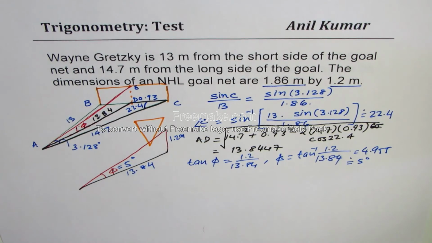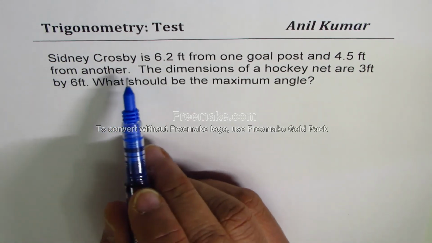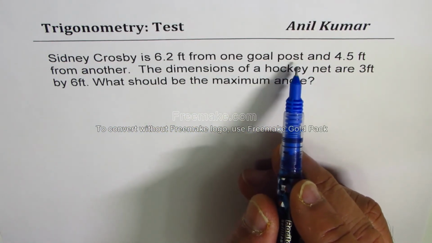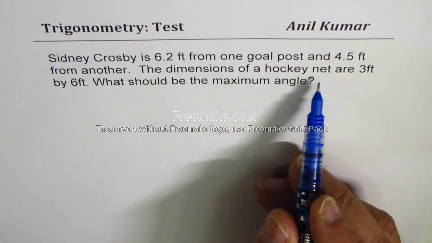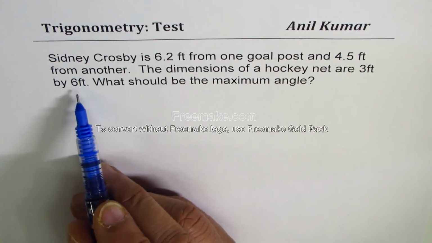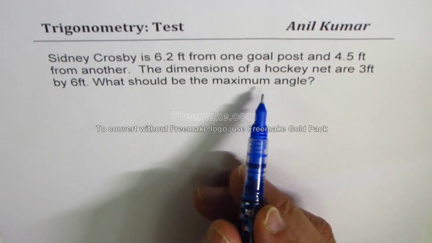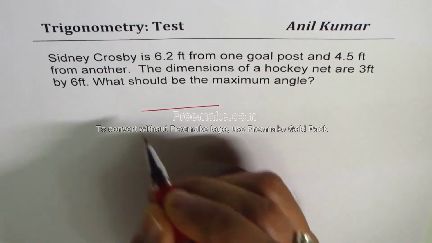Now, based on this, I have a question from my subscriber which is a very similar question. Sidney Crosby is 6.2 feet from one goal post and 4.5 feet from another. The dimensions of the hockey net are 3 feet by 6 feet, correct? What should be the maximum angle? So you can do this as a practice test question.